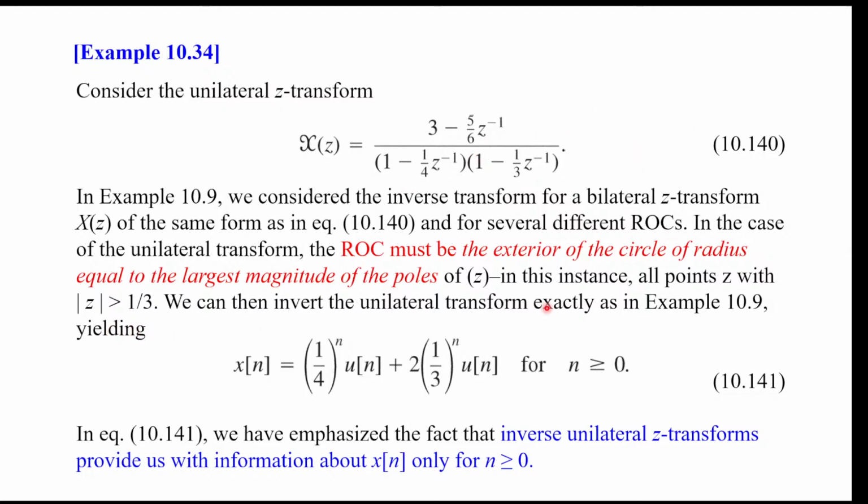And from here we can do the inverse Z transform. We can do partial fraction expansion, picking the ROC being the outermost ROC. Then we inverse Z transform to this: x of n equals 1/4 to the n u of n plus 2 times 1/3 to the n u of n. And here something a bit important is we also set n greater or equal to 0, because the unilateral Z transform only cares about n greater or equal to 0, so when you invert back, you also only get the information on n greater or equal to 0.